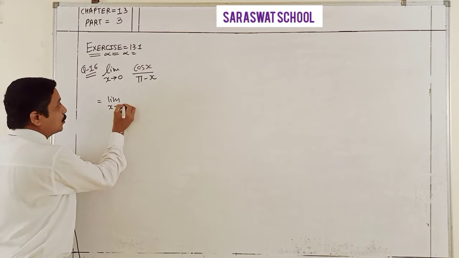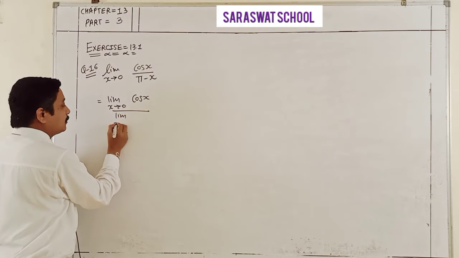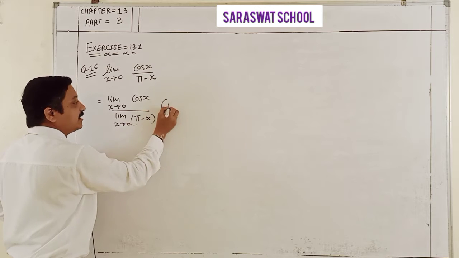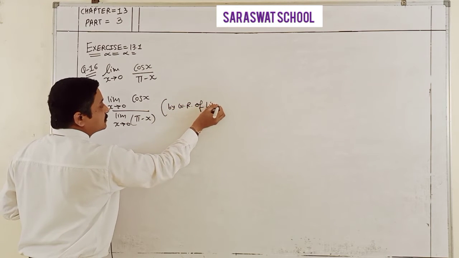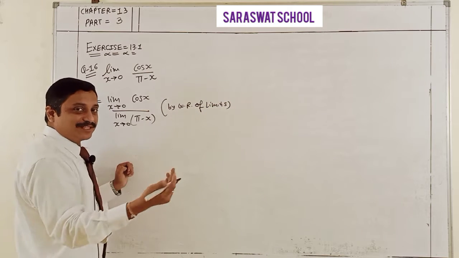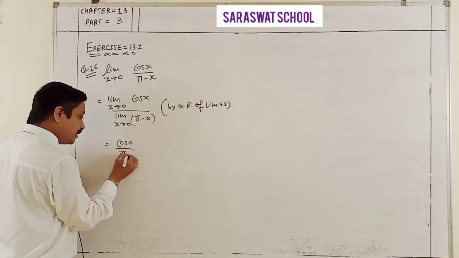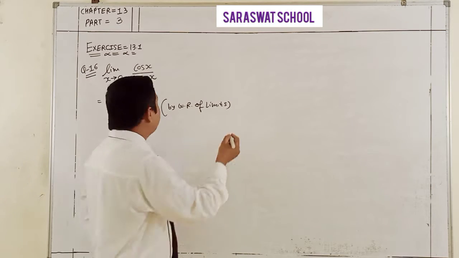Limit x tends to 0, cos x by limit x tends to 0, pi minus x, and mention there by working rule of limits. WR means working rule. So here cos 0, pi minus 0. Cos 0 is 1. My answer is only 1 by pi.